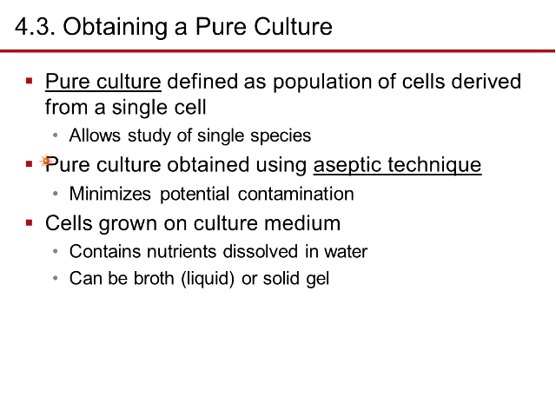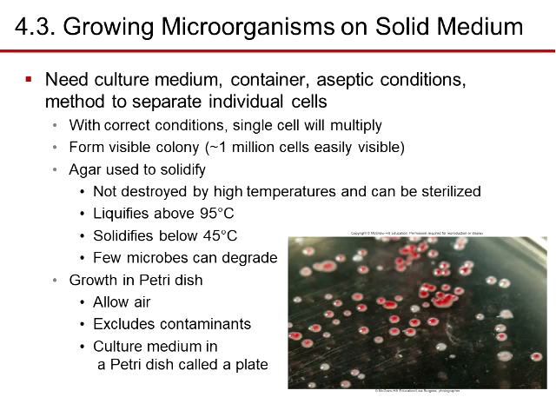Pure cultures are obtained using what's called aseptic technique. An aseptic technique is a way that we eliminate contamination of ourselves, people around us, anybody else in the lab, one culture to the other, and so forth. It minimizes potential contamination. The cells are grown in a culture medium, which contains nutrients dissolved in water, and that can be in both a broth, which is in liquid form, or a solid gel, which is called an agar.